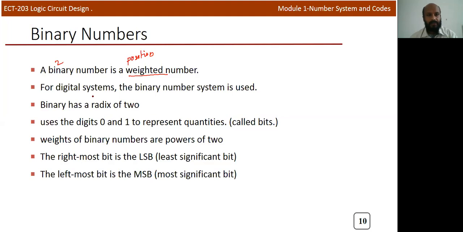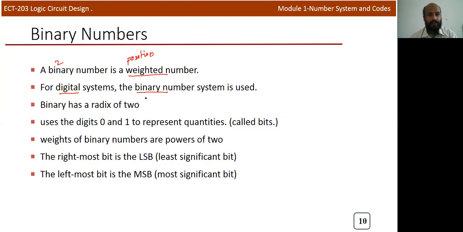Mainly this number system is used in digital systems. In digital hardware we mainly use binary numbers to represent different information. So this is very important when you are designing a digital system. The basic idea of the binary number system is the very fundamental thing to design any digital system.